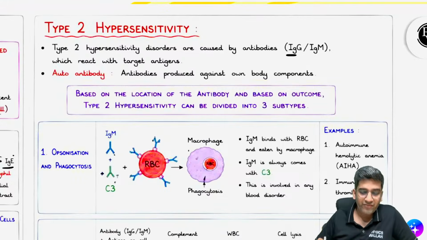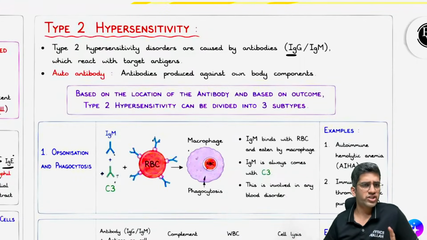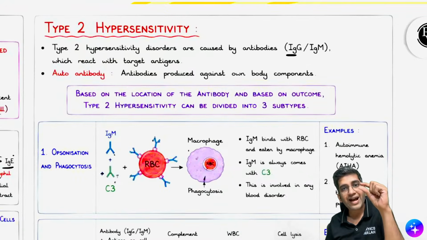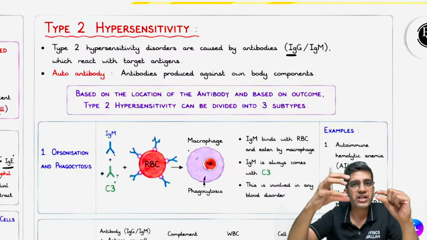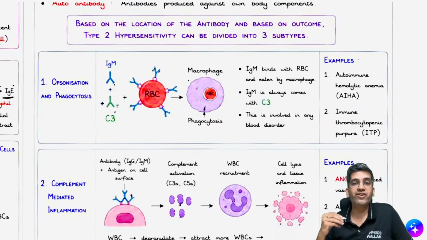So here we have 3 ways by which my body can destroy using autoantibody, right? Like Anshara said, ADCC, antibody-dependent cytotoxicity, is one of them. Based on the location of the antigen, my body responds in a different way. When I have an antigen on a cell, like an RBC, my macrophage can come and eat the cell. That's the first one, opsonization and phagocytosis, right?